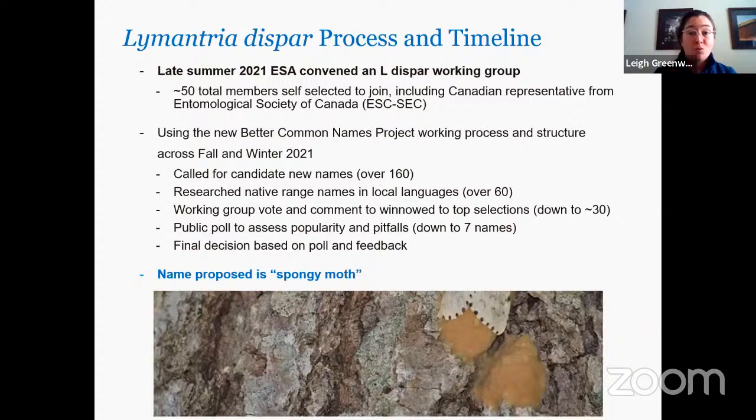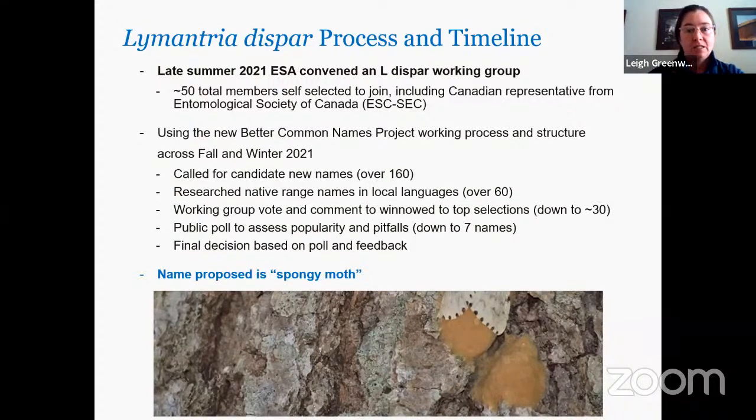So here's our timeline. We're wrapping it up. So late summer, we convened an LDISBAR working group through the Entomological Society of America. About 50 people decided to self-select to join and justify their interest and were accepted, including Canadian representation for the Entomological Society of Canada, because obviously we are all on the same continent and making sure that we are all comfortable with the selected name in English is really important. And then we worked through the newly formed Better Common Names Project working process and structure across the fall and winter to come up with a name.